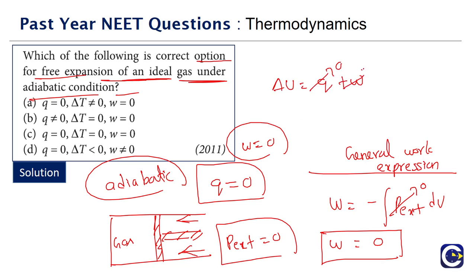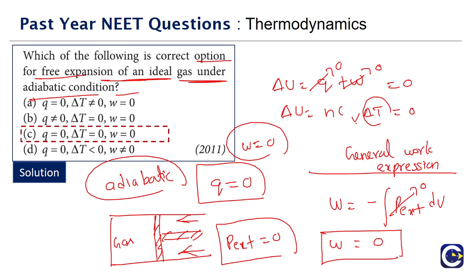So Q is 0, W is 0, which means delta U is what? 0. Delta U is equal to nCv delta T. Okay, so the delta T value will be what? 0, because if the internal energy value is not changing, what does it represent? For an ideal gas, the internal energy depends only on the temperature, right? So delta U 0 means delta T is also 0, which means this is also a constant temperature process. Okay, so the correct option is option C.